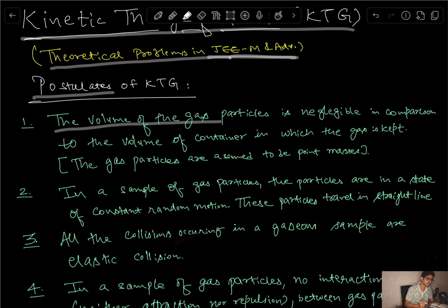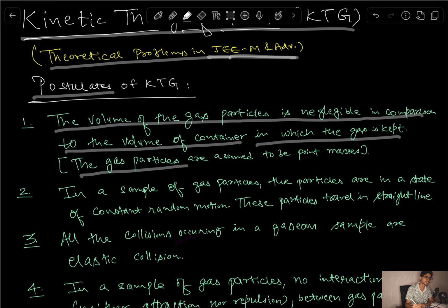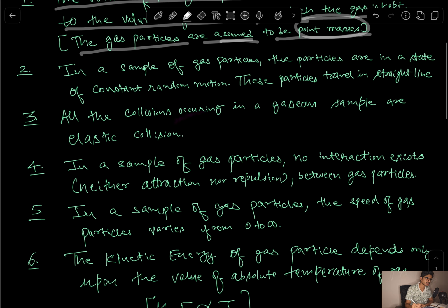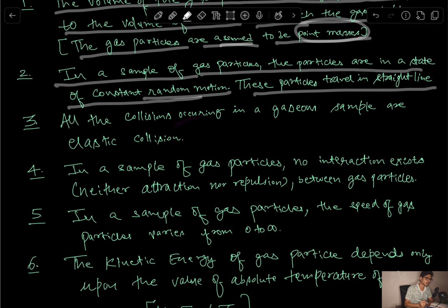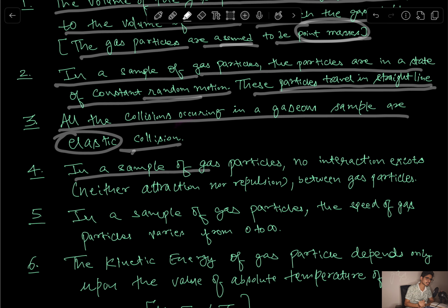The first postulate is that the gas particles are assumed to be point masses. The second postulate is that in a sample of gas particles, the particles are in a state of constant random motion. These particles travel in a straight line. The third postulate is that all collisions occurring in a gaseous sample are elastic collisions. The fourth postulate is that in a sample of gas particles, no interaction exists between gas particles.